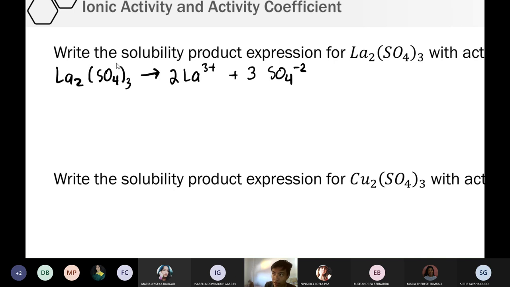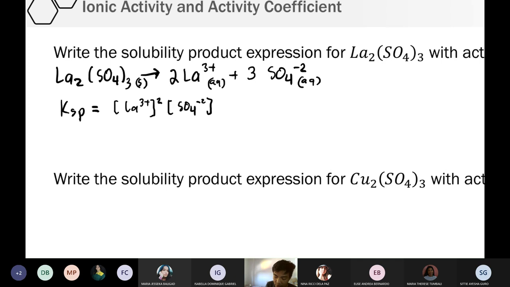So you write first the expression. What is the Ksp here? What's the solubility product constant? The normal one, the generic K. That is equal to the concentration of your products over the reactants. This one is a precipitate, these are aqueous. So the Ksp for this equation can be written as the concentration of lanthanum 3 plus squared times the concentration of sulfate anion squared, I mean cubed, sorry. Squared for lanthanum, cubed for the sulfate. That is the normal Ksp, the normal K.